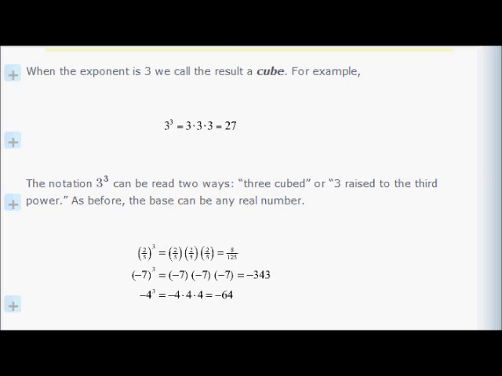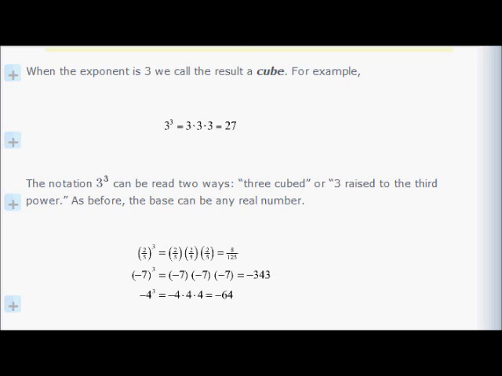Notice here that the two of those negative signs will cancel out to form a positive, but you have an odd number of negative signs, so you're still going to have negativity prevailing in the result. And 7 times 7 times 7 equals 49 times 7 equals 343. So your result is negative 343.